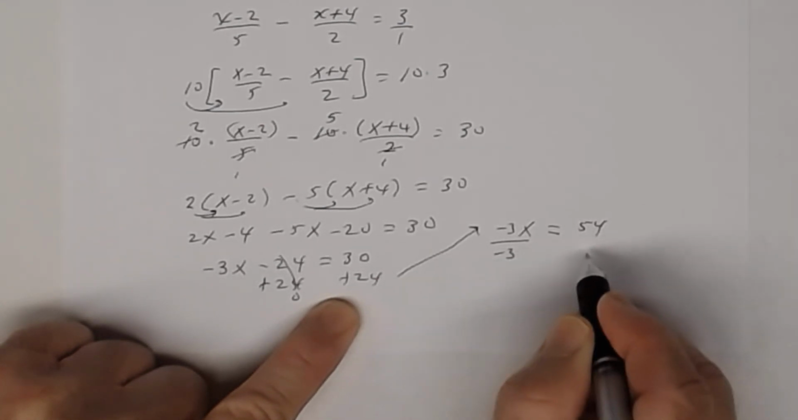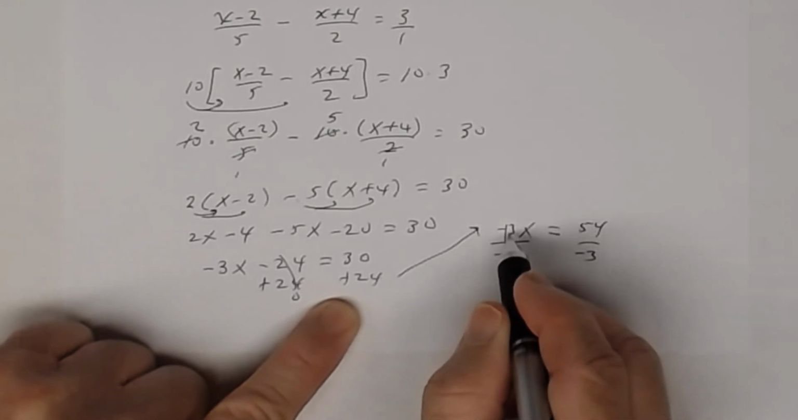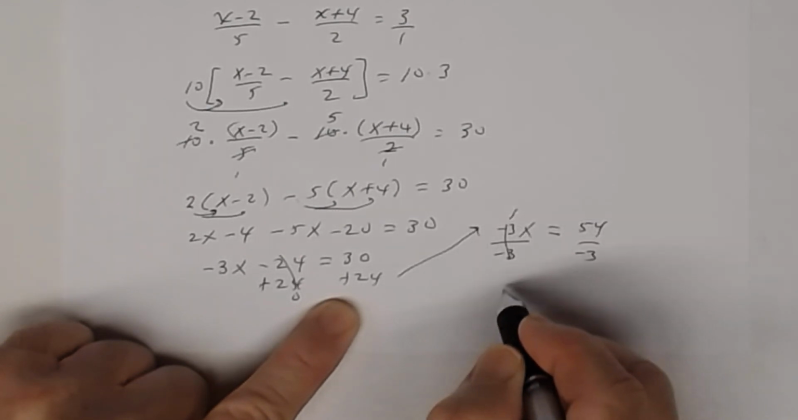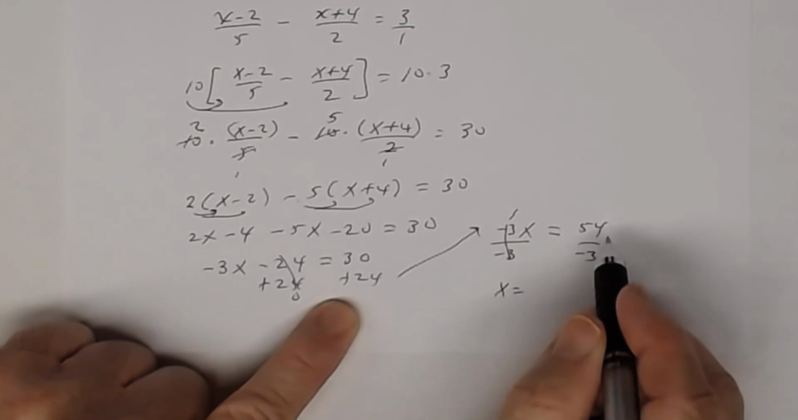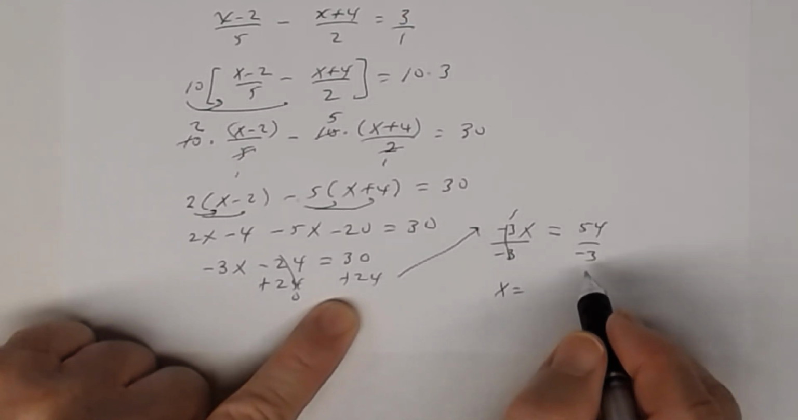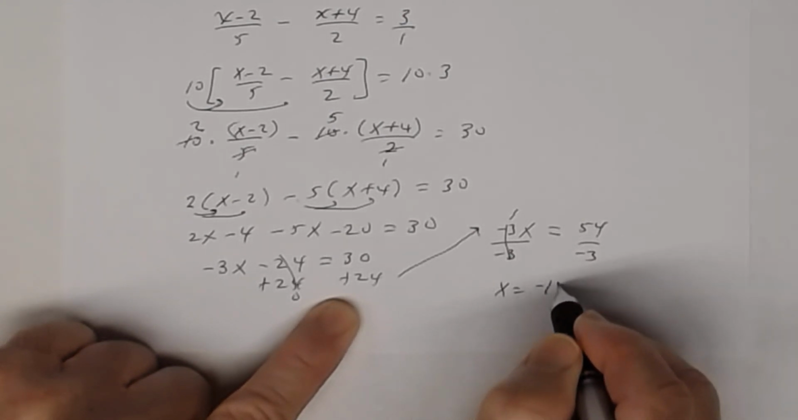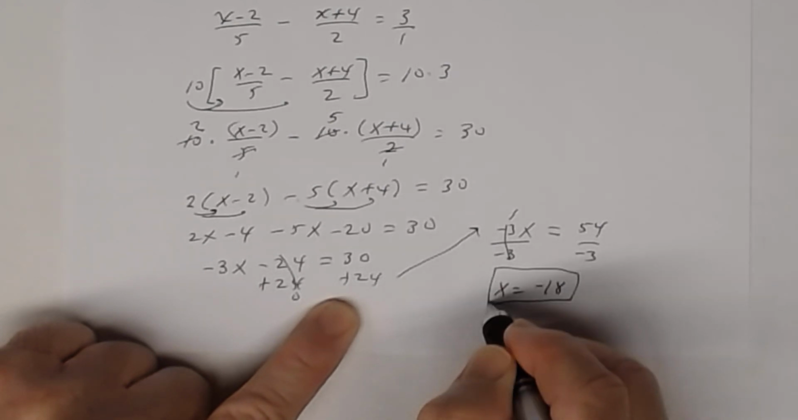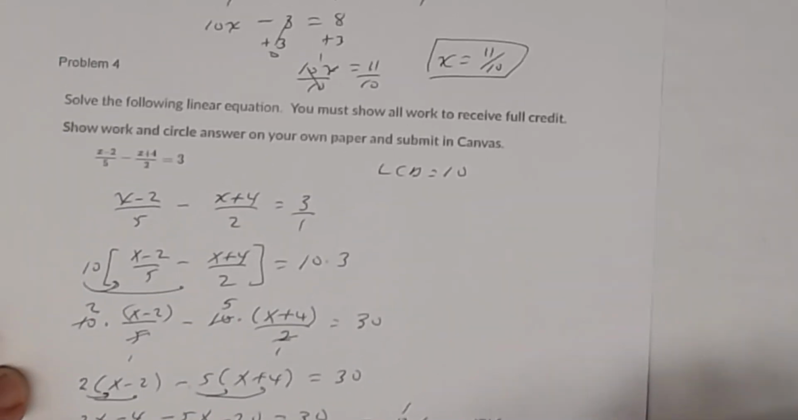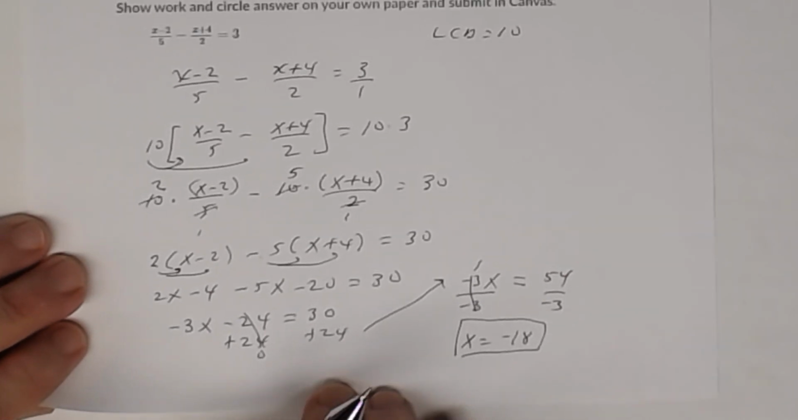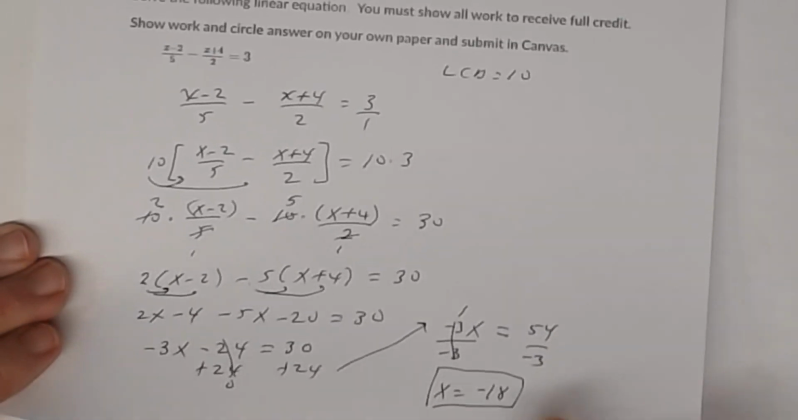Dividing both sides by negative 3, negative 3 divided by negative 3 is 1. 1 times x is x. So I get x to be 54 divided by negative 3, which is negative 18. So you must write it as negative 18. And that's the solution for number 4.